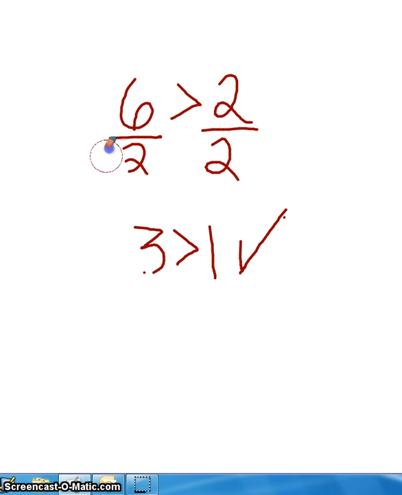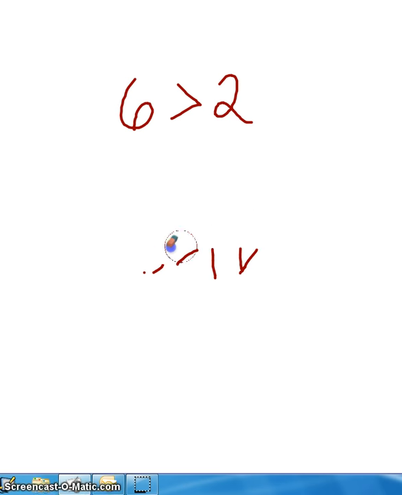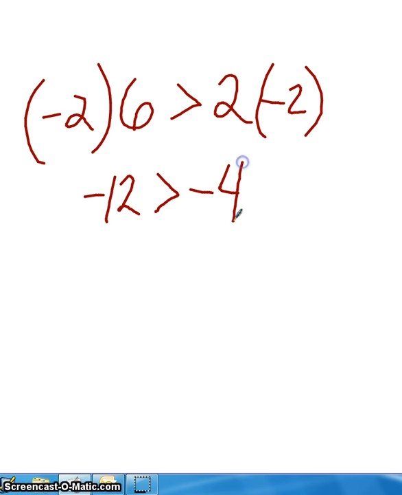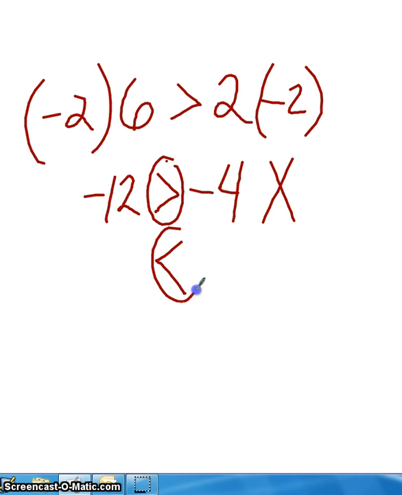So let's try something else. What if I tried another multiplication? What if I multiply both sides by negative 2? As a result, I get negative 12 is greater than negative 4. Is that a true statement? No. So you have to ask yourself, what can I do to make it a true statement? I can flip my inequality and say that negative 12 is less than negative 4. That would make it a true statement.